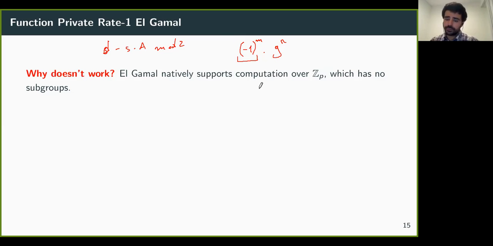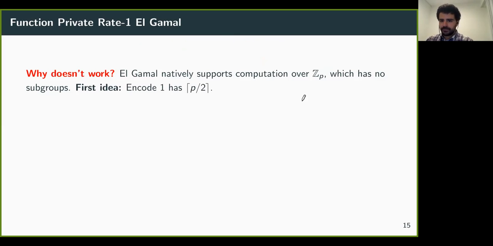So what we're going to try to do is to emulate a subgroup of order 2 inside Z_p, just like in the QR setting. As a first idea, if this is Z_p, here we have 0, and here we have p over 2, which doesn't exist, right? As a first idea, we're going to encode 0 as 0 and 1 as an element close to p over 2. Let's say the ceiling of p over 2.